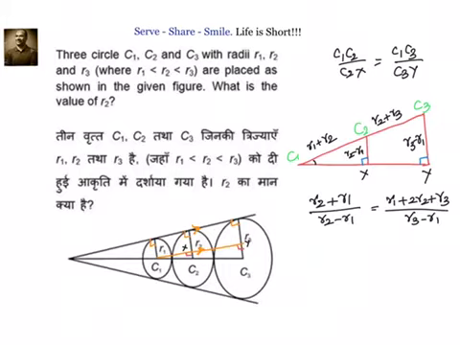Now to solve this problem, we'll be applying componendo and dividendo. Once we do that, let's write down what is componendo dividendo just for reference. If A by B is equal to C by D, then A plus B divided by A minus B is equal to C plus D divided by C minus D.